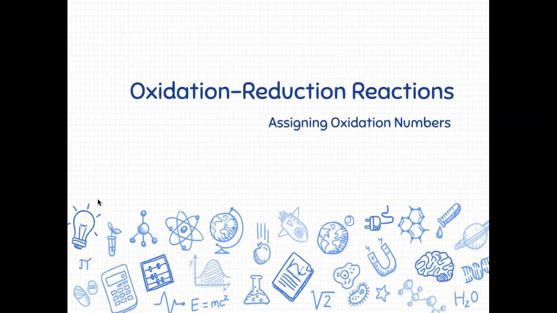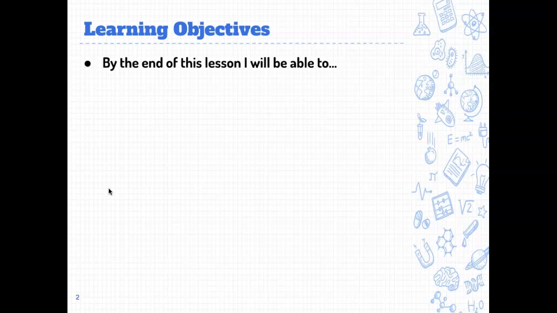And you've actually done this already when looking at charges in ionic compounds. We're just going to look at it in a slightly different way. So our learning objective for today, by the end of this video, you should be able to assign oxidation numbers.